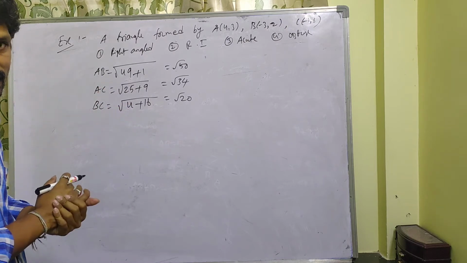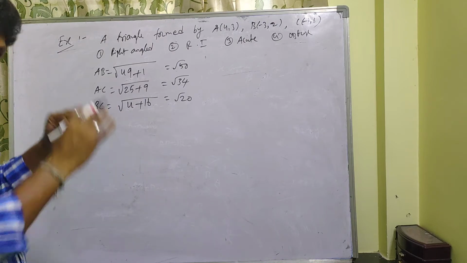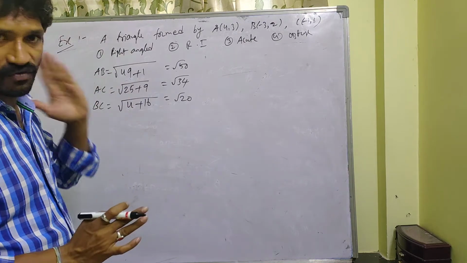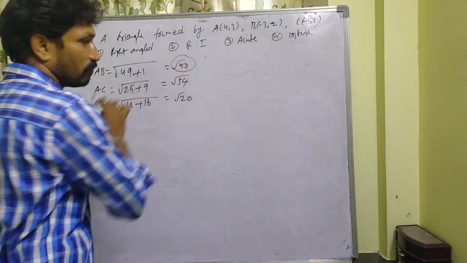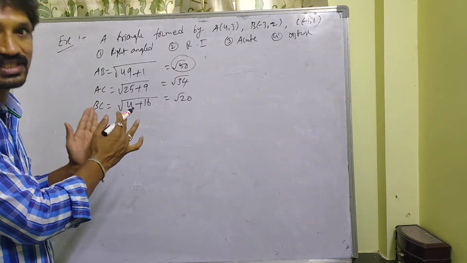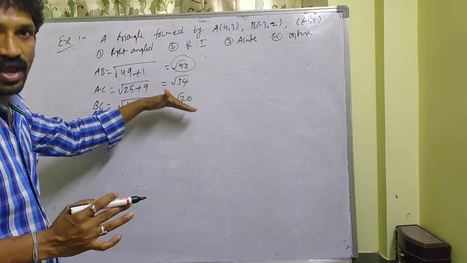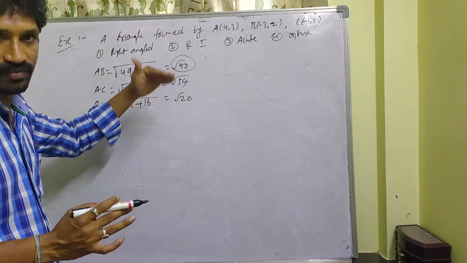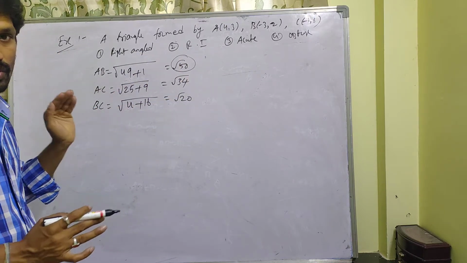How can you decide it? Okay, so for our convenience, this is the procedure. First of all, you should take the highest length, that is root 50, and take that separately. Next, you take the remaining two and add them. We have to take the sum of the squares of these two lengths.